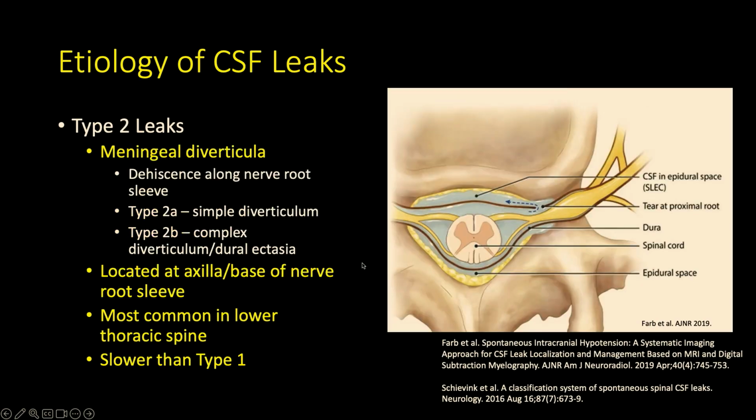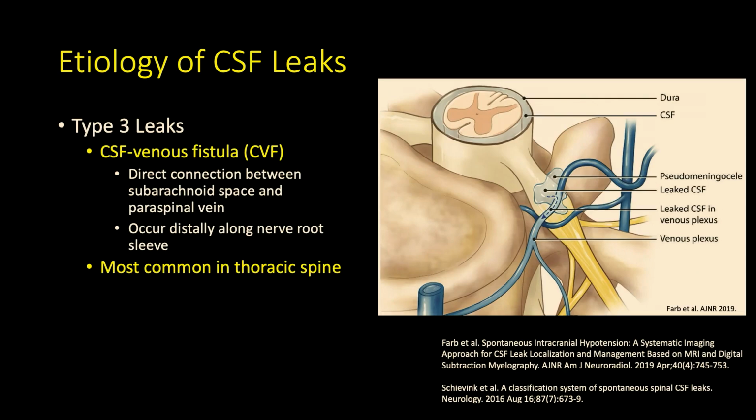Type 2 leaks are due to leaking meningeal diverticula. This is when you have a dehiscence along the nerve root sleeve that usually occurs at the axilla, so the junction of the nerve root with the spinal cord. And they can either be simple diverticula in type 2A, or they can be more complex, bizarre-looking diverticular dural ectasia in type 2B. And these are most commonly located in the lower thoracic spine. And although it's characterized by a high rate of CSF leak, it's a little bit slower than type 1 leaks.